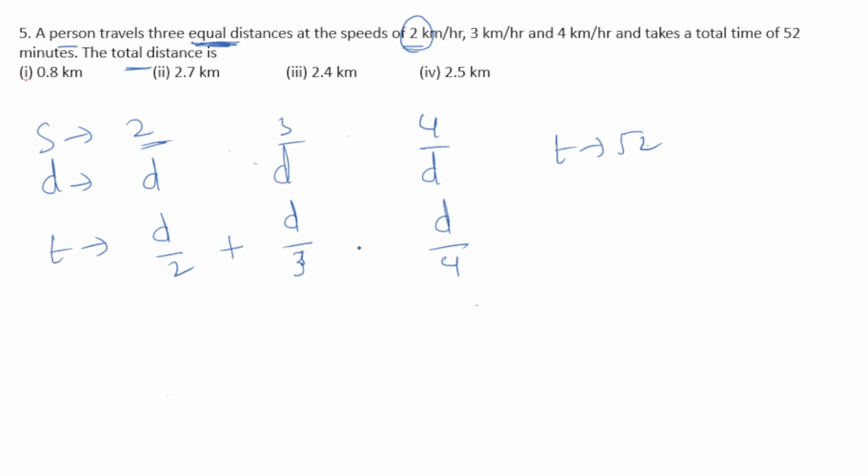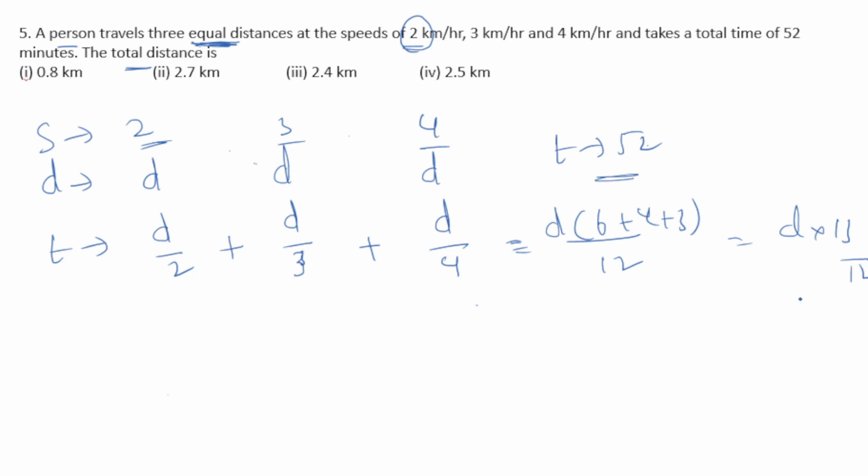It is D by 2 plus D by 3 plus D by 4. We will simplify this. The LCM is 12. Okay. We will take D common. It is 6 plus 4 plus 3. It is D into 13 divided by 12. This is the total time taken.